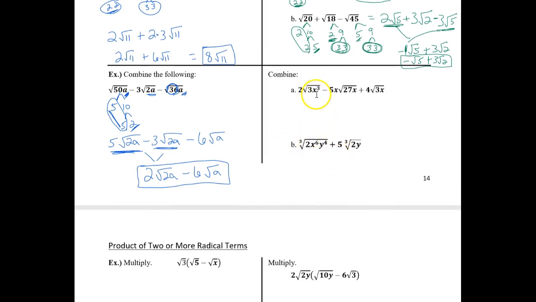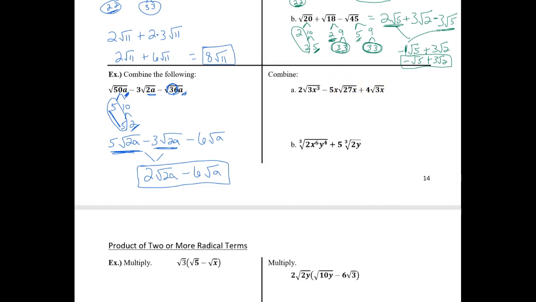Now I've got 2 times the square root of 3x cubed minus 5x times the square root of 27x plus 4 times the square root of 3x. Alright, this last term, 3 times x, nothing to factor. That's as far down as that will go.